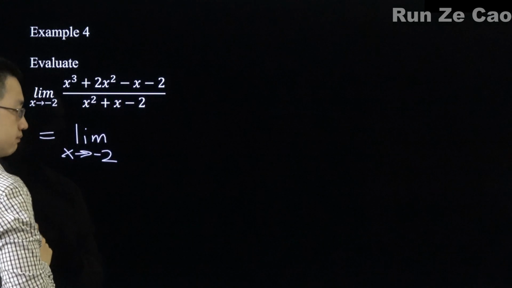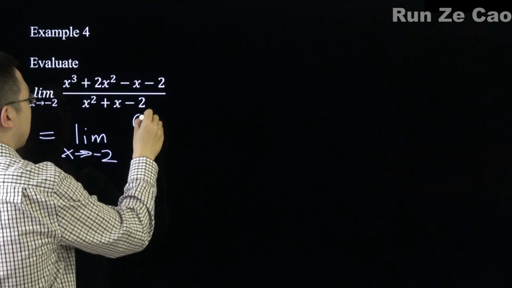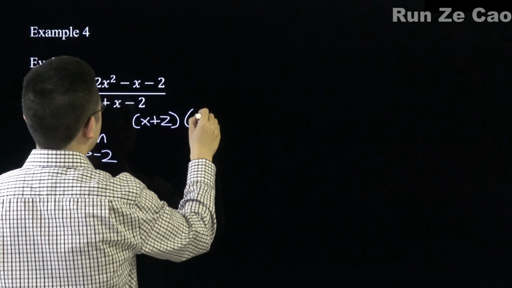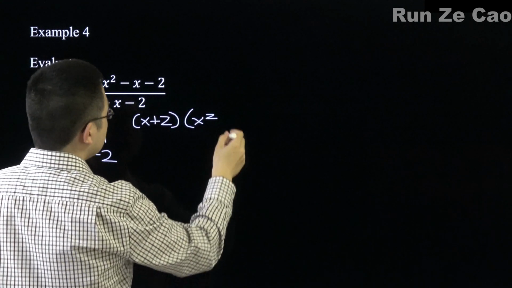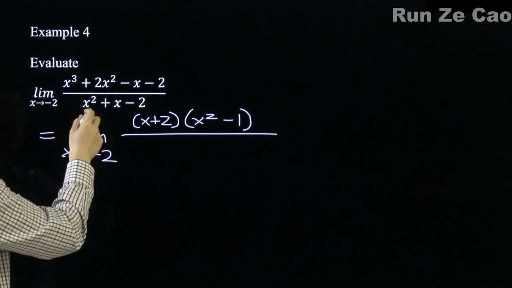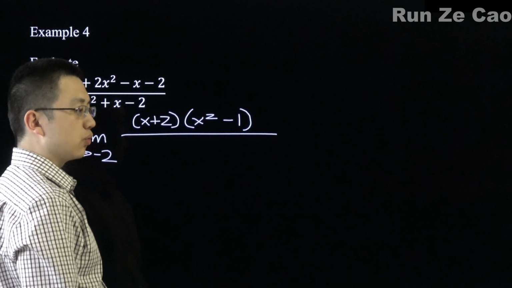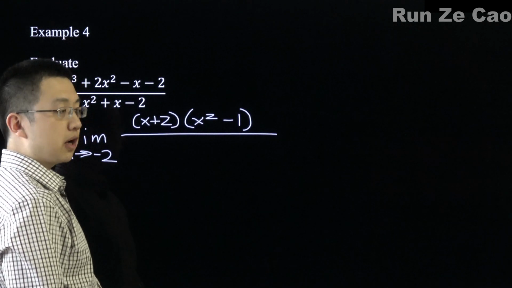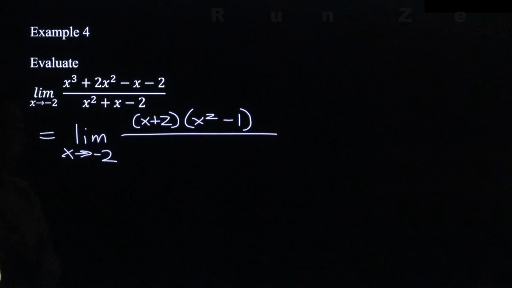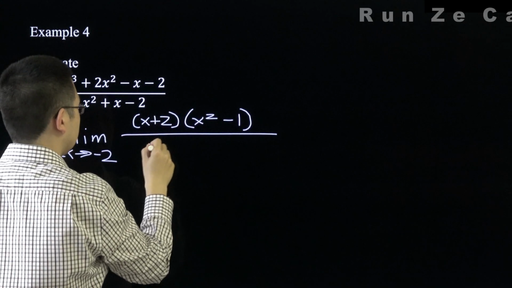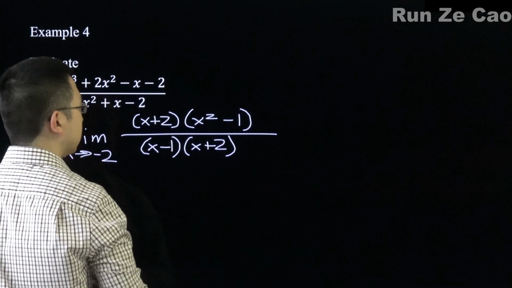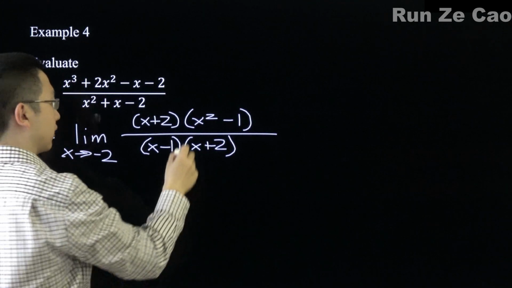Can we factor this? The top is (x + 2) multiplied by (x² - 1). And the bottom, we have x² + x - 2. Okay, minus 2. That means we're looking at some combination between 1, 2, and a negative sign. And how can we get that to add up to plus 1? (x - 1)(x + 2). I wonder how this will factor.